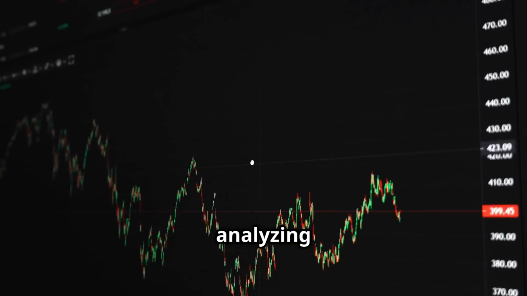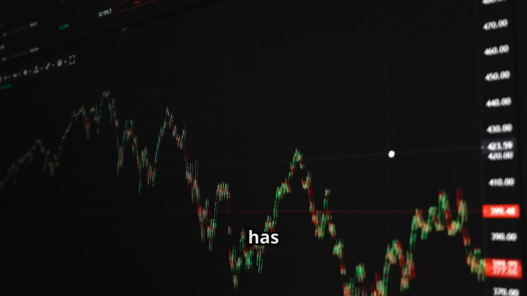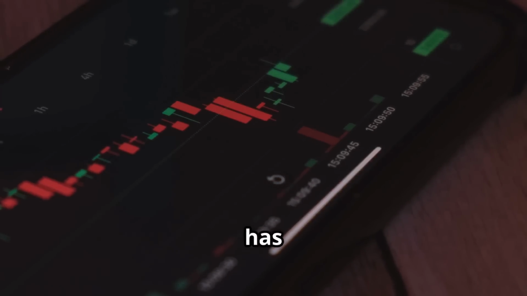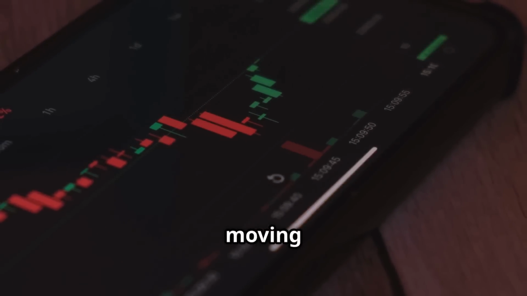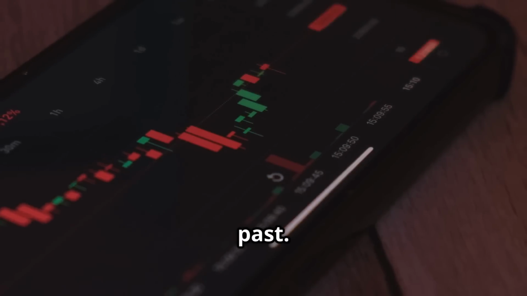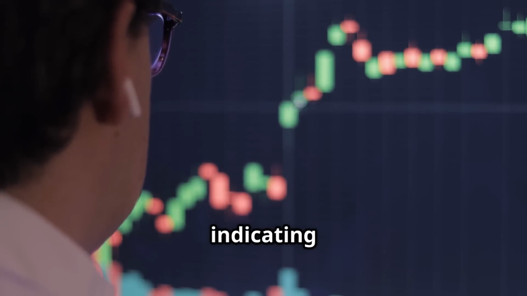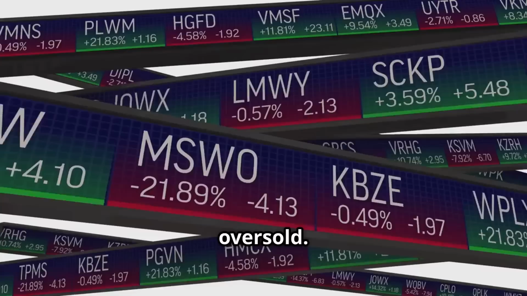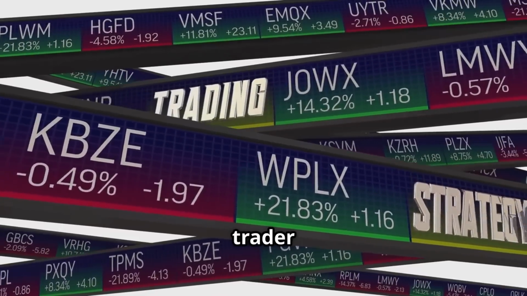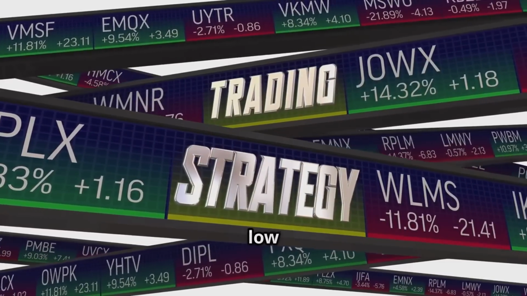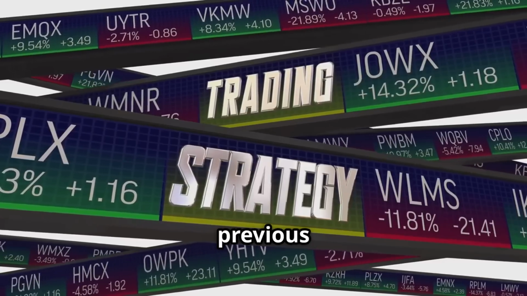Imagine a trader analyzing the chart of a technology stock that has been in a steady uptrend for several months. The trader observes that the price has recently pulled back to the 50-day moving average, which has acted as support in the past. Additionally, the RSI is showing a reading of 35, indicating that the stock may be oversold. Based on this confluence of signals, the trader decides to enter a long position, setting a stop-loss order below the recent low and a take-profit order near the previous high.